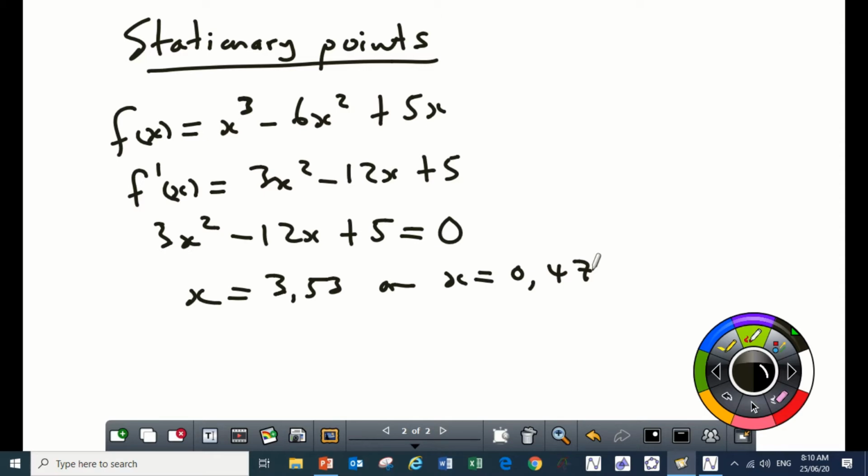Now, use these two values to find the y value. What is the y value when x is 3.53? Minus 13.13, like that, right? And the other one, 1.13.